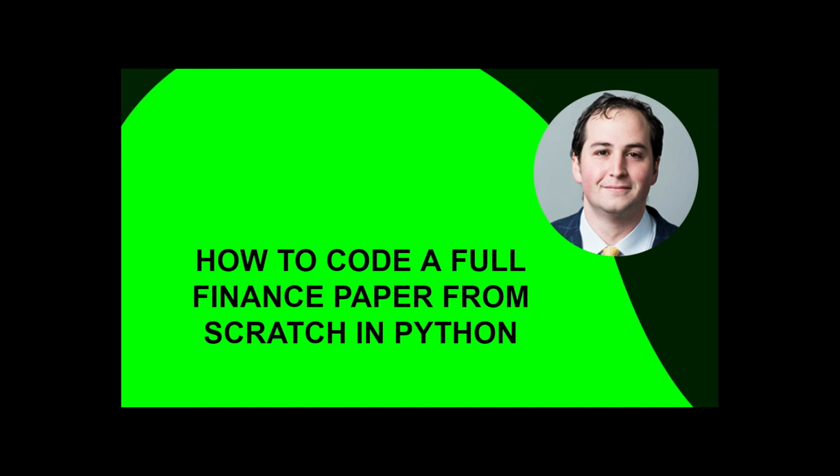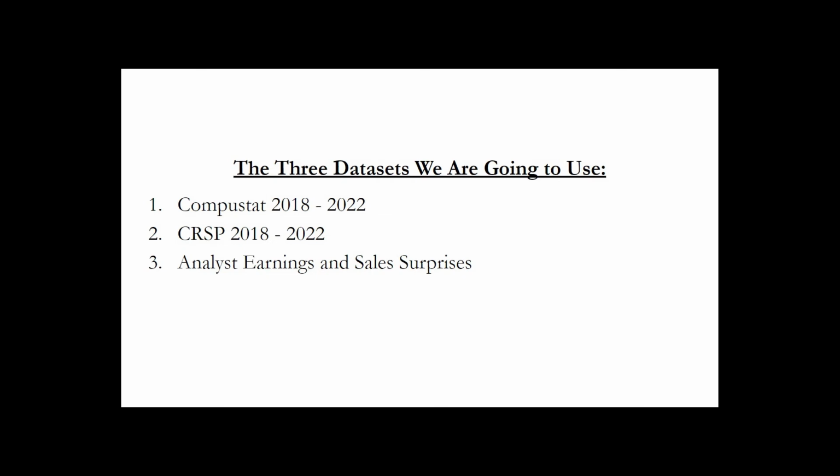Hi all, in this paper we're going to show you how to code a full paper from scratch. We're going to specifically start with three data sets. The first data set is Compustat from 2018 to 2022. The second is CRSP, which is 2018 to 2022. And the third is the analyst earnings and sales surprises. So let's get into it.